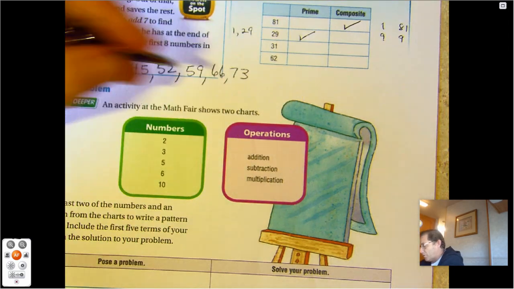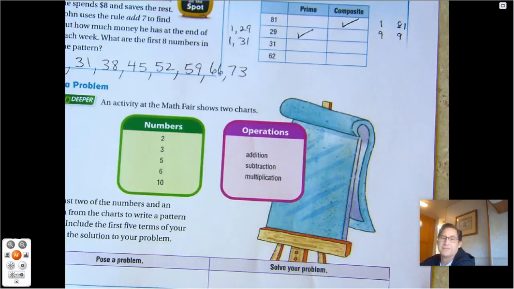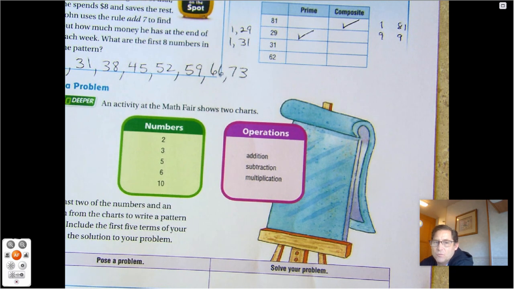31. Well, I know it's 1 and 31. Is there anything else? 2? No, it's not even. 3? 3 plus 1 is 4. 4 can't be divided by 3. 5 won't work because it doesn't end in a 0 or a 5. 6 I know won't work because 31 is not divisible by 2 or 3.